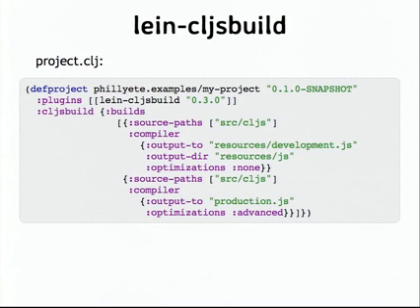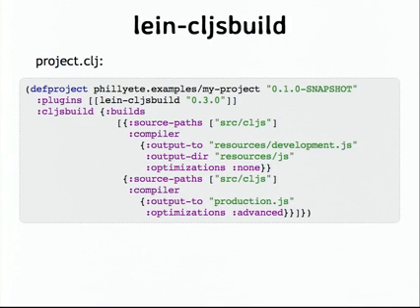Reconfigure some builds for ClojureScript. A common way to work is to have two builds, one for development and one for production. The development one is going to run with optimizations turned off. So we're going to leave the Google Closure compiler out of the equation, and we're just going to take the JavaScript directly from the ClojureScript compiler, which, as I said, is fairly readable.